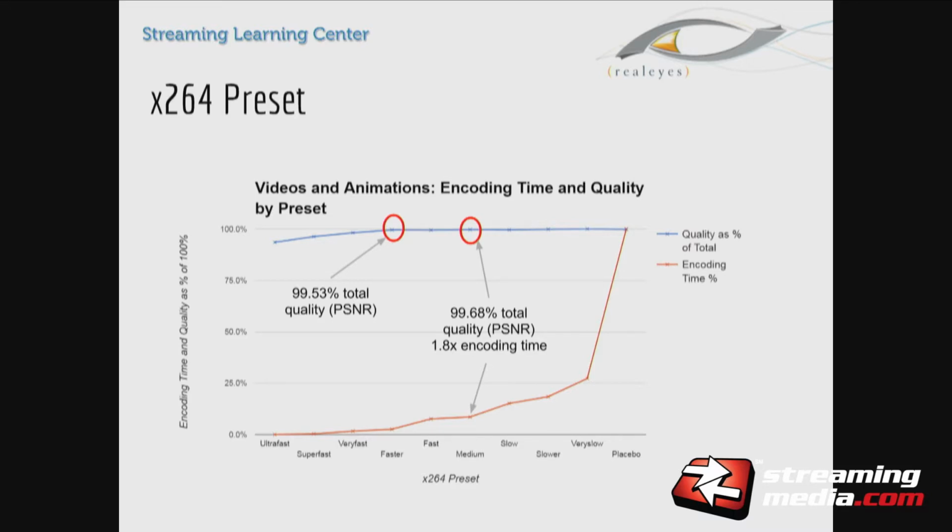So if you're in a hurry, if you're up against capacity, if it's too expensive to encode using the medium preset, you can pretty much drop to the faster preset and not notice any quality difference. You probably could go even lower than that, but that's where you see the quality start to decline on the left-hand side.